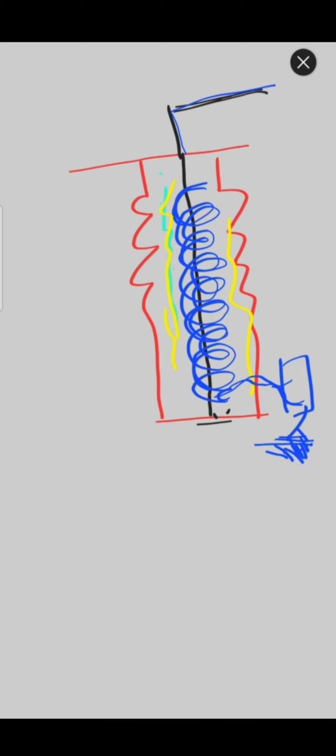So what we do, there is the provision of the tan delta point, also called the CX point. We remove this ground wire, and we connect this secondary tan delta point to the tan delta kit secondary point.